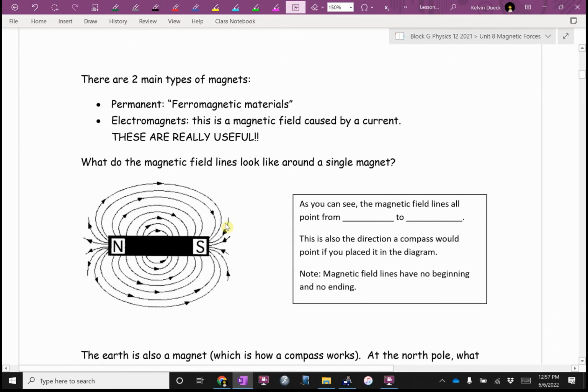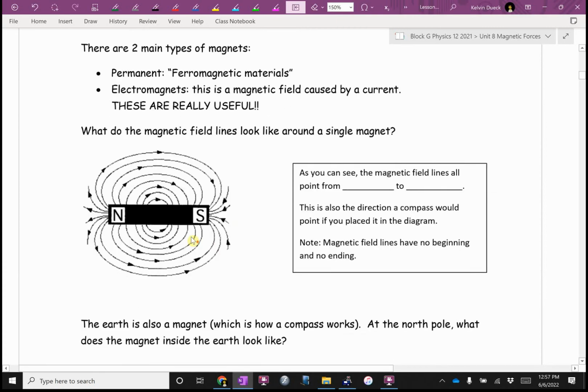There are 2 main types of magnets. There are permanent magnets, like those 2 bar magnets that I brought out. Those are made out of ferromagnetic materials. But even better, there are electromagnets. These are magnets that are caused by an electric current. These are really useful because this gives us a magnet that we can turn on and off whenever we want to.